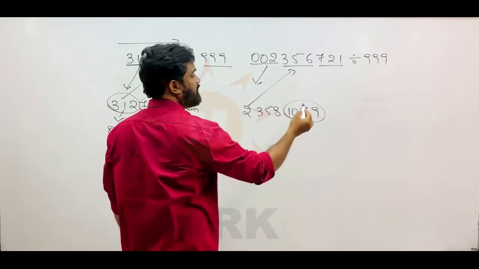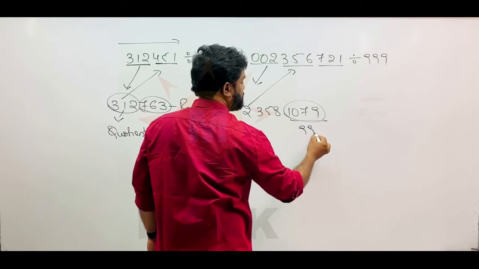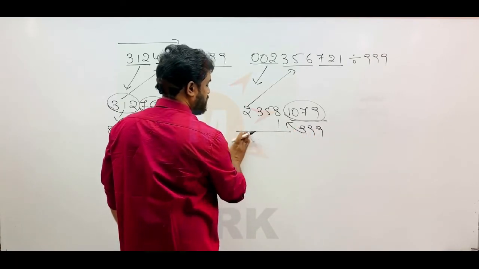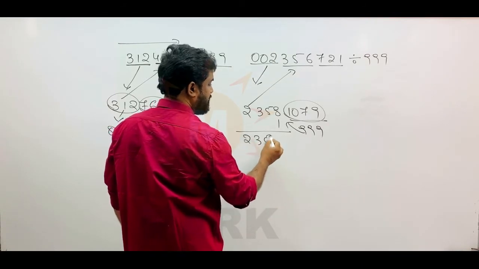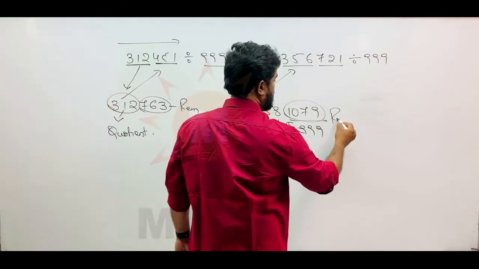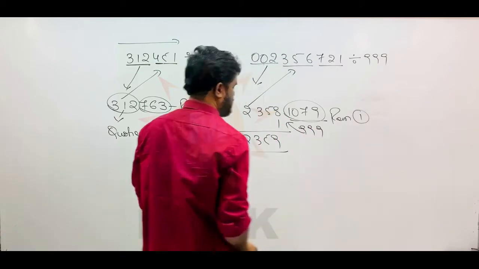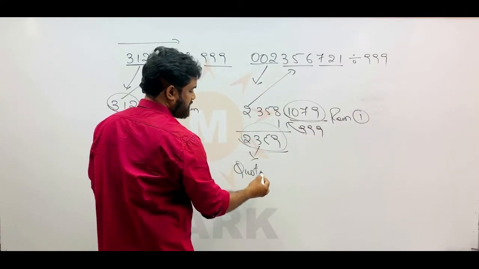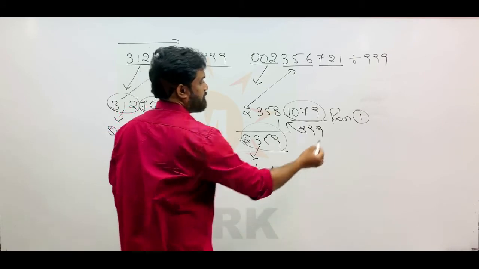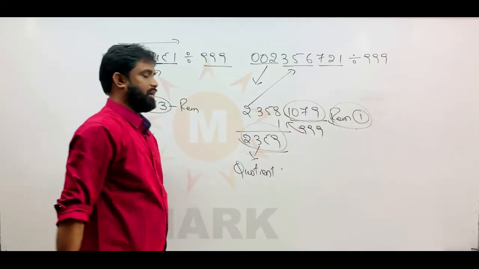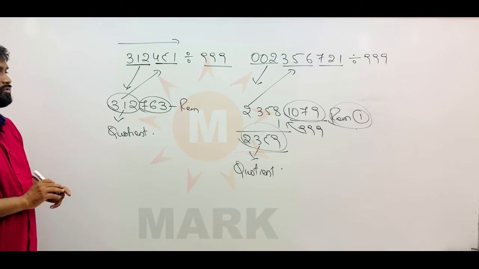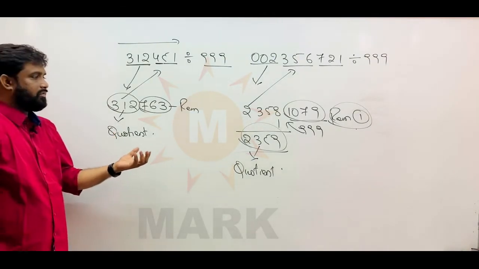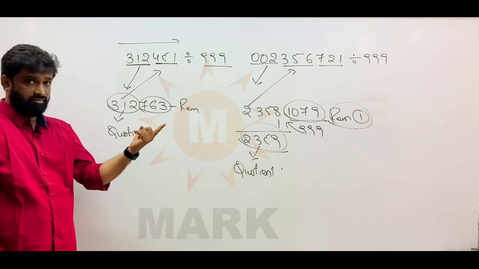So what do we do here? We divide by 999. How many times does it go? It goes 1 time. So 2359 is the quotient, and the remainder is 1. So 2359 is the quotient and the remainder is 1. Okay. In this way, we can very easily do it. I think this is very, very useful.